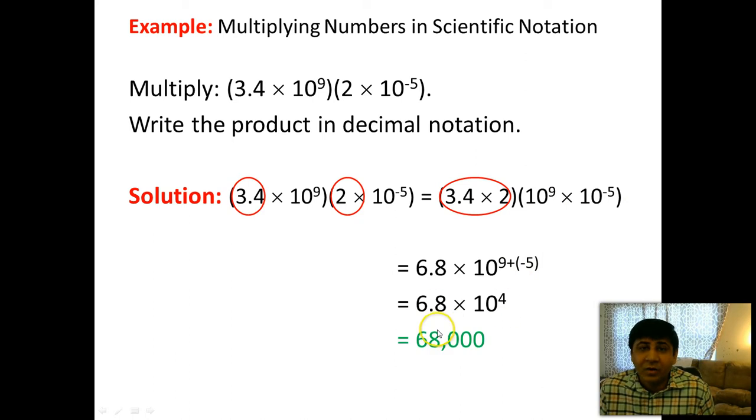And if you want to move the decimal to the other side, if you want to write it in a long way, just move the decimal to the right 4 places. So 1 is already there, 3 more to add. Okay, so that's your answer.